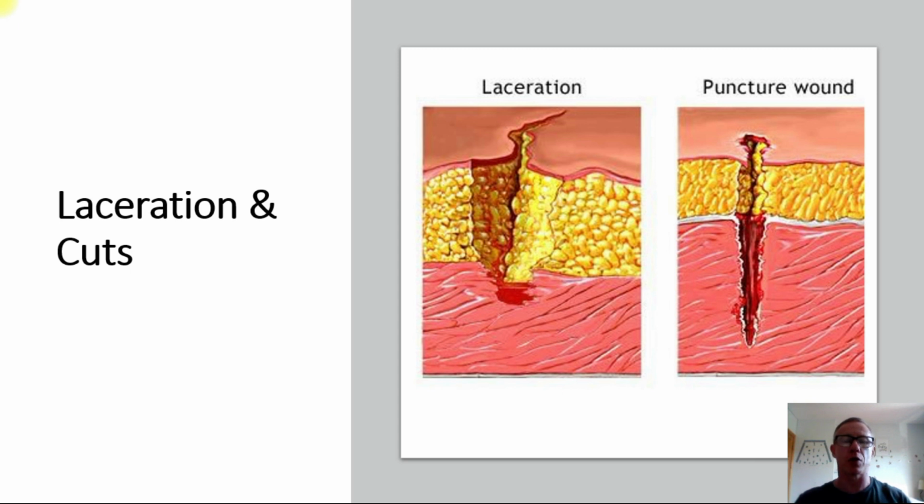So basically lacerations are caused by blunt force or trauma, but here's the catch. Laceration man or laceration woman doesn't sound as cool as cut man or cut woman, right? Anyway, that's what we're dealing with, lacerations.